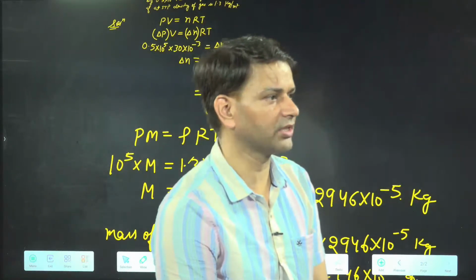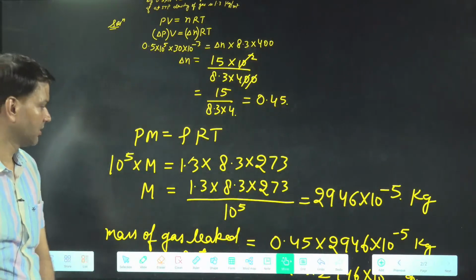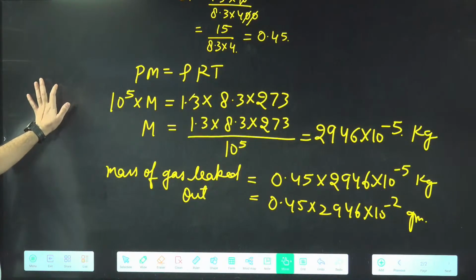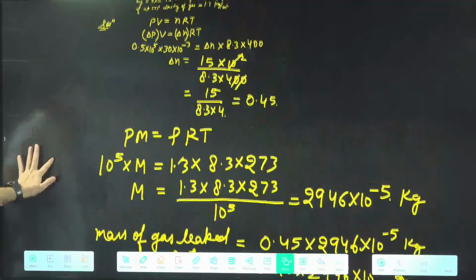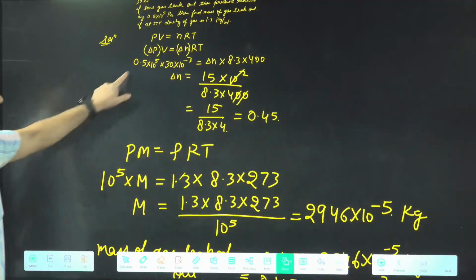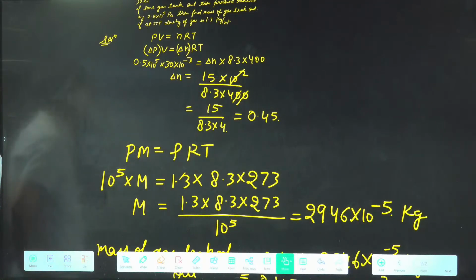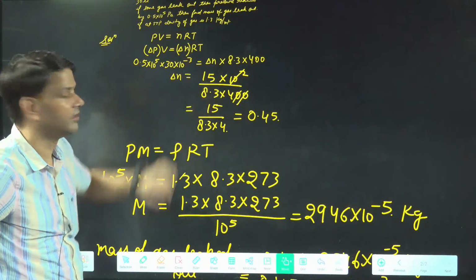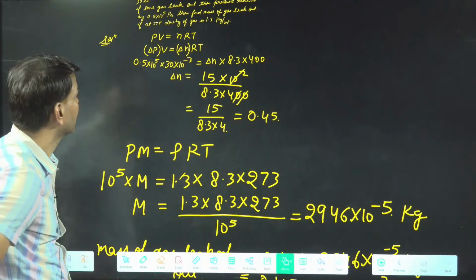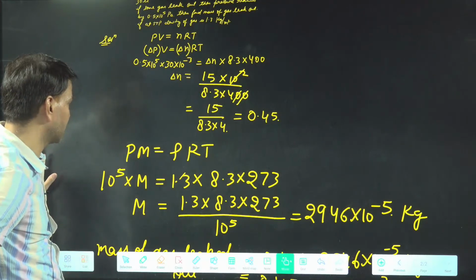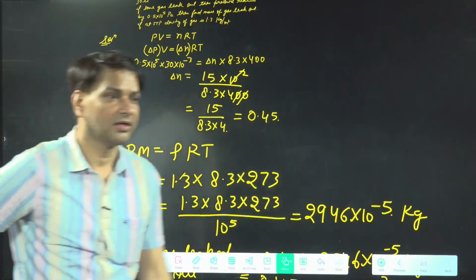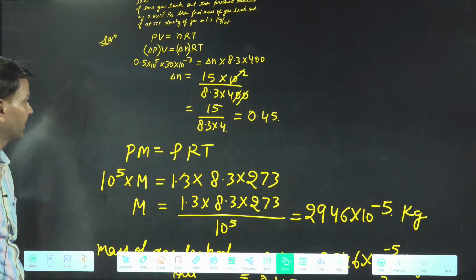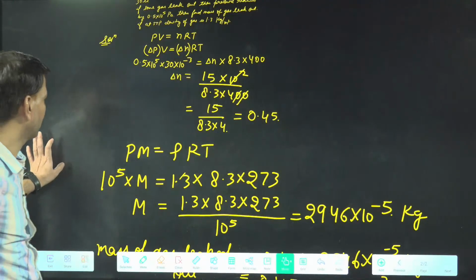Somebody is saying some calculation mistakes. 13.5. Why 13.5? I wrote only 10 to the power 5, sir. I wrote 0.5, na? So 0.5 into 10 to the power 5, 30 into 0.5, that I write as 15. Density is 1.3. Density also 1.3. From density.